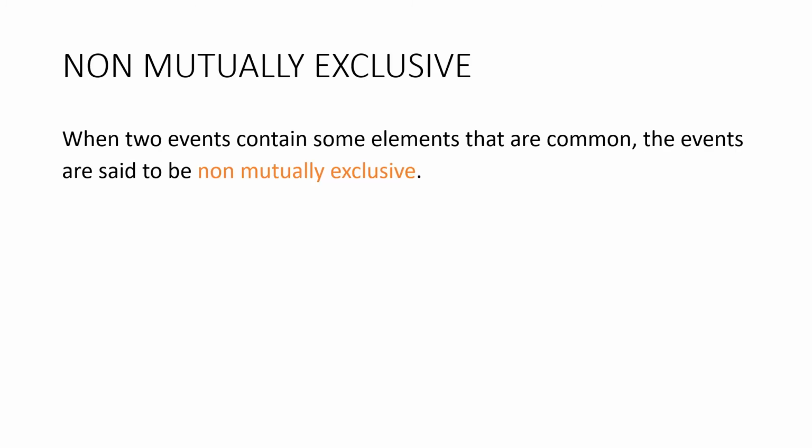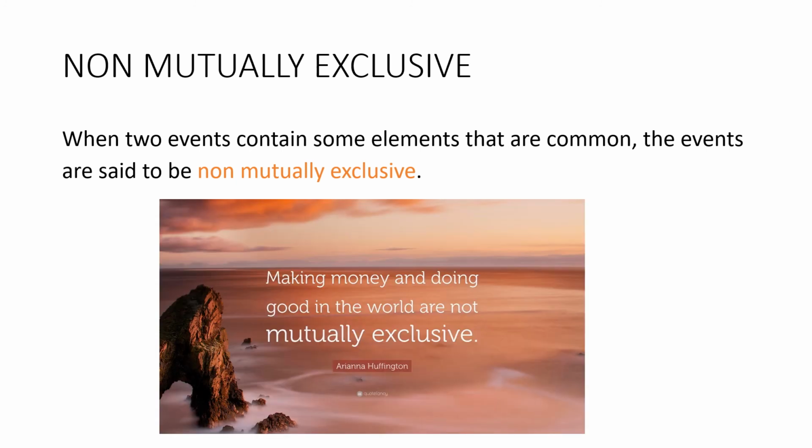But when 2 events contain some elements that are common, the events are said to be non-mutually exclusive. Some people will say they are not mutually exclusive, and that's okay. It's the same thing. Now that phrase has become a common expression in our language. It's moved beyond mathematics. People say things like this: making money and doing good in the world are not mutually exclusive. What do you think that means? It means you can make money and do good in the world.